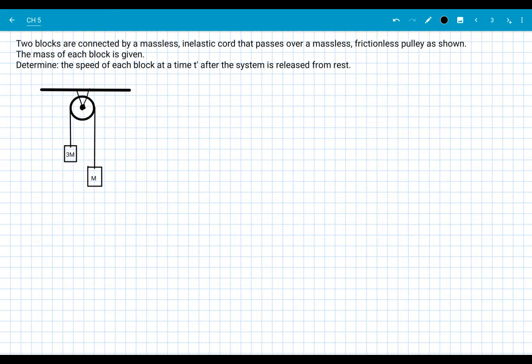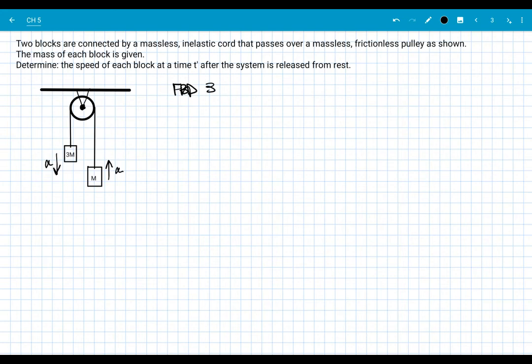So I can look at these masses, the 3m and m mass, and I know when I release the system from rest that my 3m mass is going to accelerate downwards, right? And my m mass is going to accelerate upwards. So I can see the directions of those accelerations there, and I'm going to take that into consideration when I do my force analysis. So let's go ahead and draw our free body diagrams and just go from there.